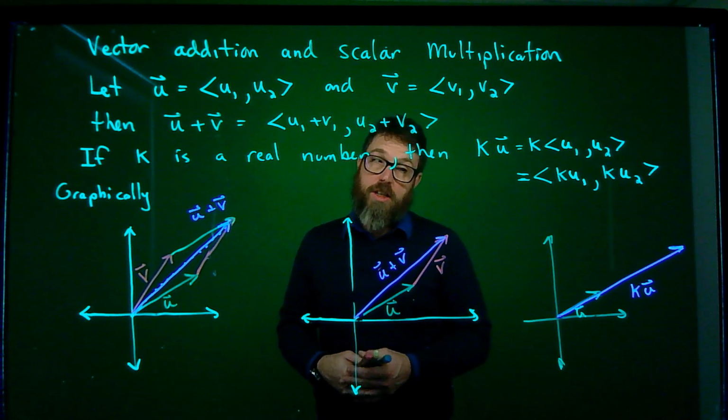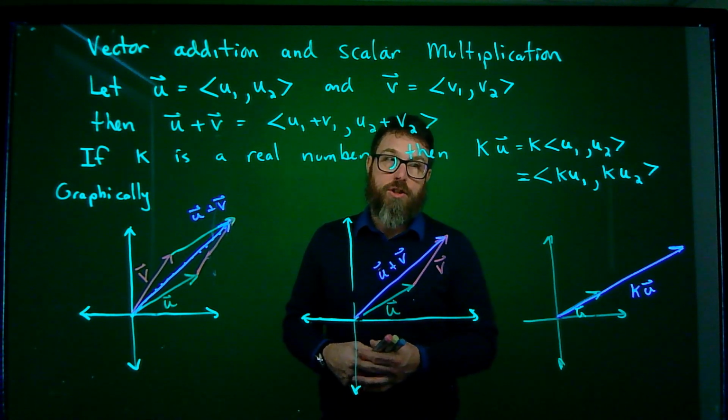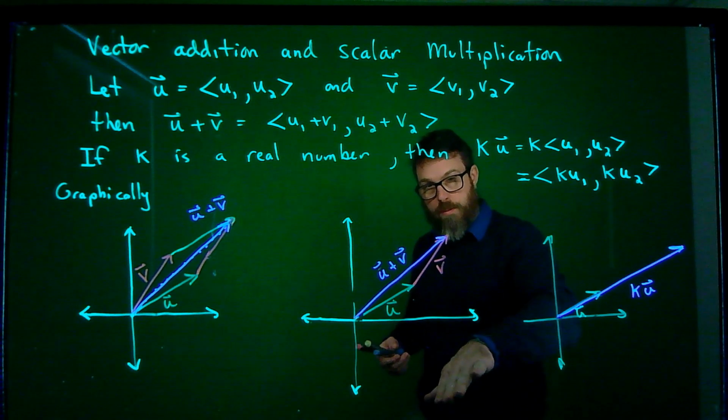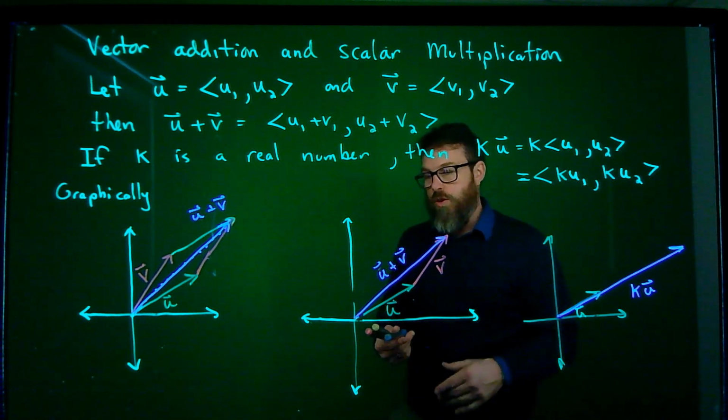So what it's going to do is it's going to keep the same direction, it's just going to be a stretch. Now if k is negative, it's going to actually flip it to the other side, so it's just a stretch in the opposite direction.